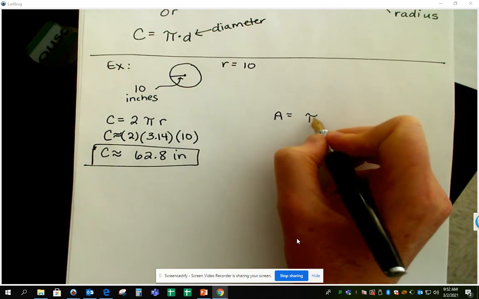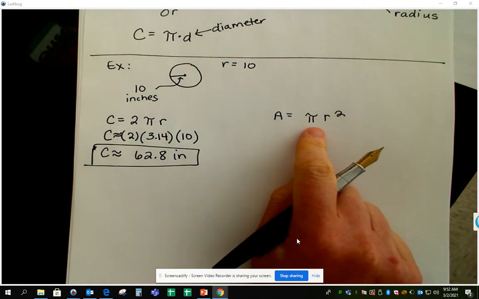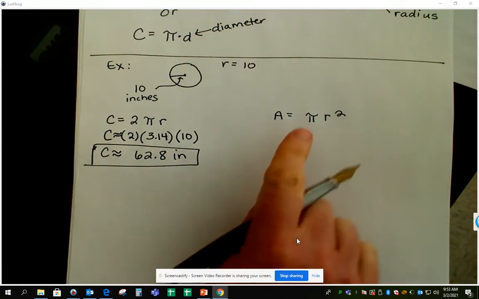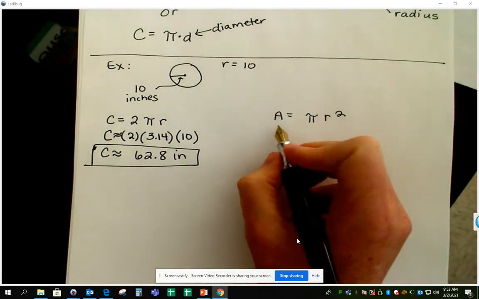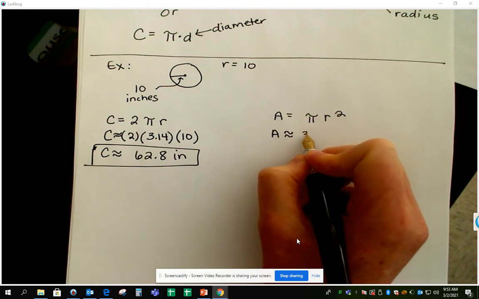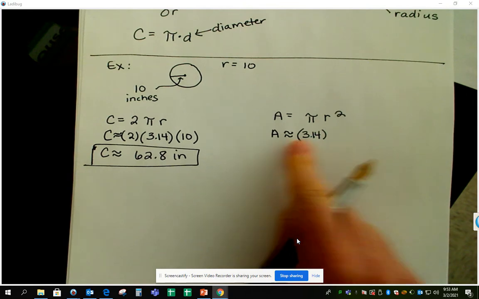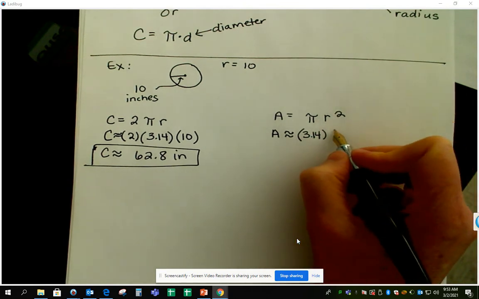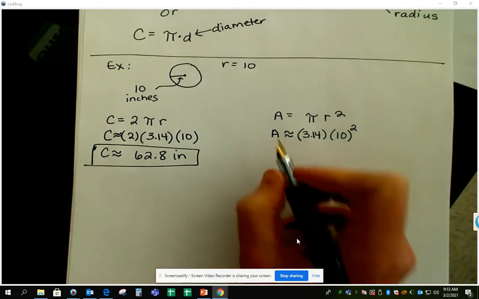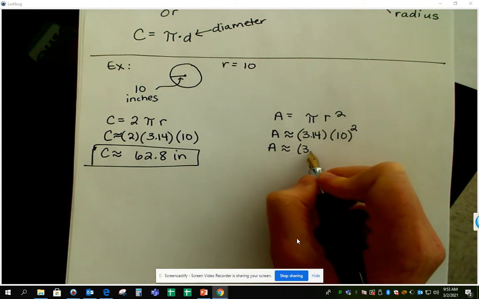Is pi r squared. So right now I have a regular equal sign because pi stands for that entire long number that repeats forever and ever. But once I replace this with a rounded pi, 3.14, I have to put in my approximately equal to. Now the radius is still 10, and we're going to square that. All right. So area is approximately equal to 3.14.